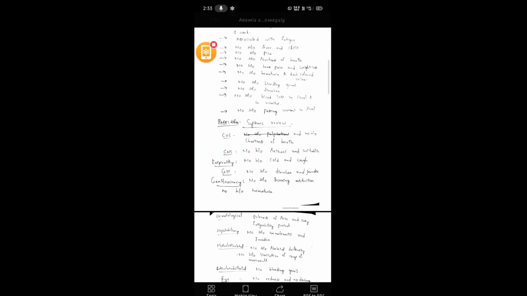Hold on. Now, can you explain the symptom? What does that paleness correspond to? What is your inference for paleness? Paleness of palms and soles. Means what? For grade 4 anemia, sir.